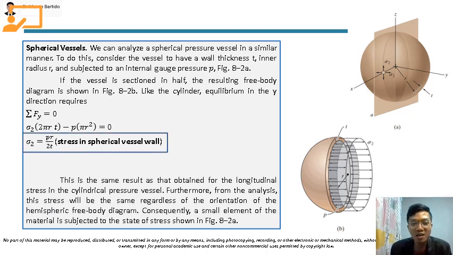So this is the same as you will notice here, no? This is the same result as that obtained for the longitudinal stress in the cylindrical pressure vessel, right? Furthermore, from the analysis, this stress will be the same regardless of the orientation of the hemispheric free body diagram. Consequently, a small element of the material is subjected to the state of stress as shown in figure 8-2A. Okay.